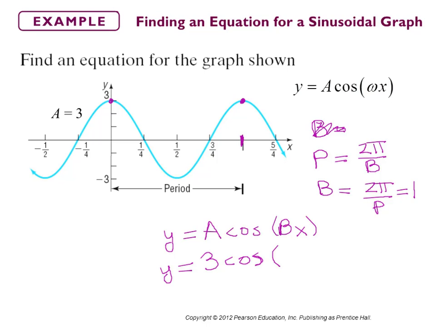I'm sorry, that's not what I wanted to say. P is equal to 1. P is equal to 1, so B is equal to 2 pi, isn't it? So this is equal to 2 pi x. Sorry about that. P equals 1. For this graph, P equals 1. Do y'all see it?